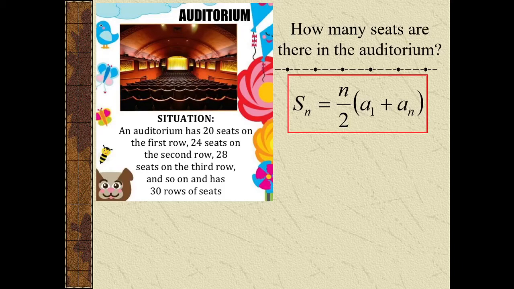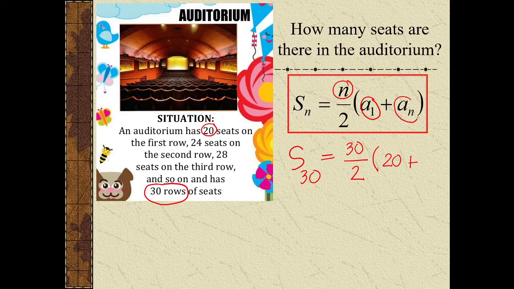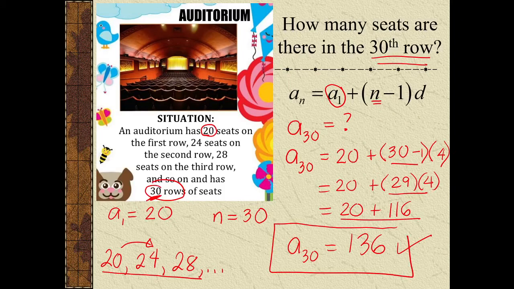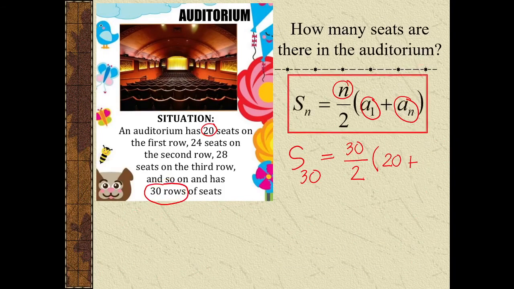How many seats are there in the auditorium? So we are looking for the sum. You get the idea? We are looking for S sub 30, because there are 30 rows in the auditorium. Now, what is the value of N? 30 over 2. What is the first term? 20. What is the last term? We solved this a while ago. What was the value? Let's go back. 136, we will use that over here.